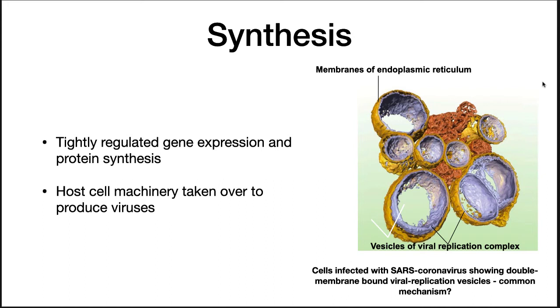For example, the vesicles shown in the picture at right are derived from the membranes of the endoplasmic reticulum, and this is occurring in a human infected with SARS, severe acute respiratory syndrome. This actually creates a replication apparatus that the virus then uses. Late proteins are involved in assembly of viral particles and escape from the cell.